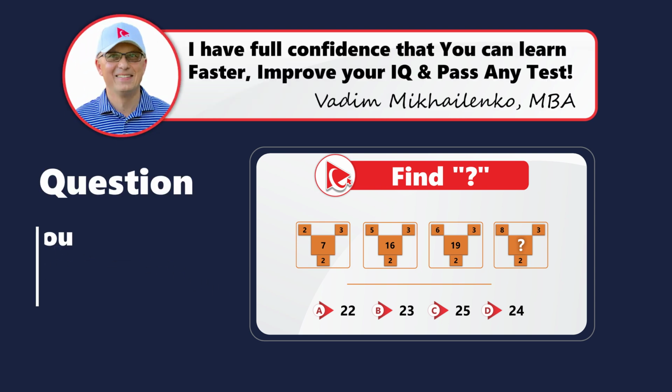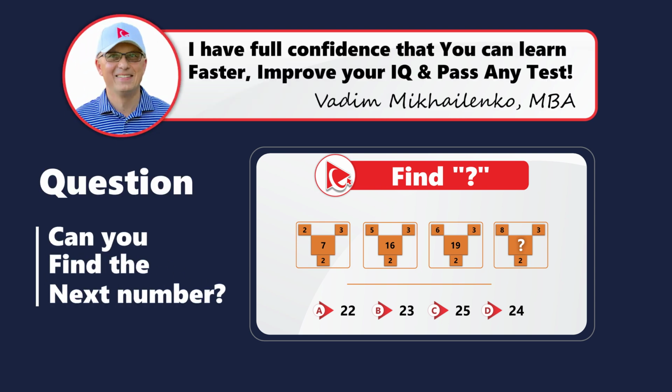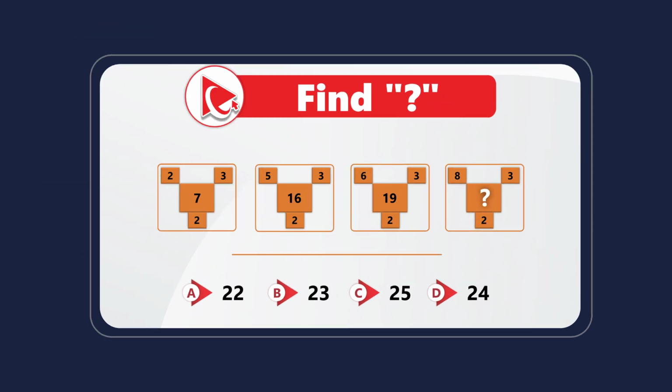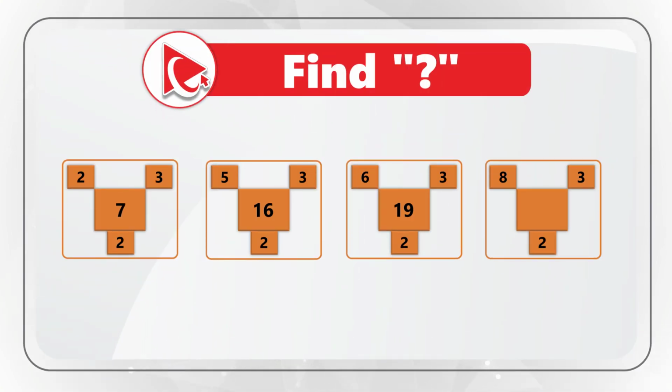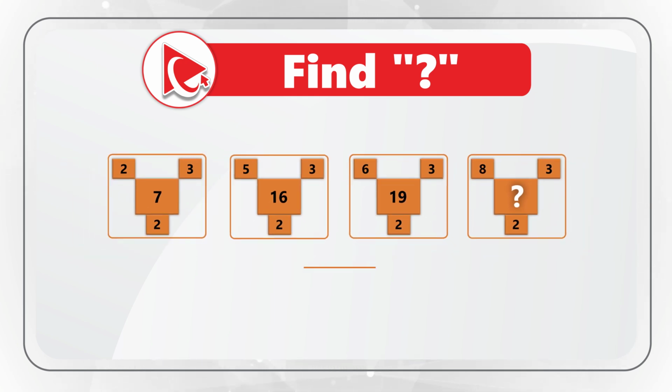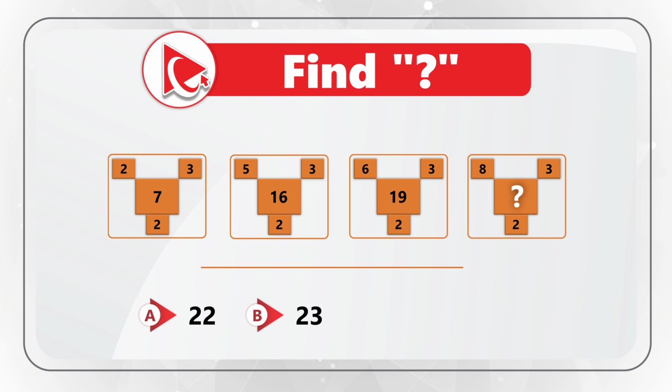Here's a question of intermediate complexity we frequently see on the test. You're presented with 4 shapes, and one shape has a missing number in the middle. You need to calculate the pattern and calculate the missing number, selecting it from one of 4 possible choices. Choice A, 22. Choice B, 23. Choice C, 25. And then last but not least, choice D, 24. Take a close look at the shapes and see if you can calculate the pattern.